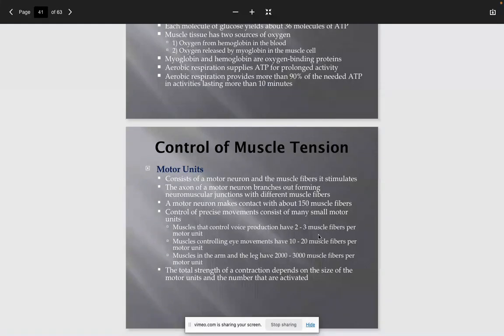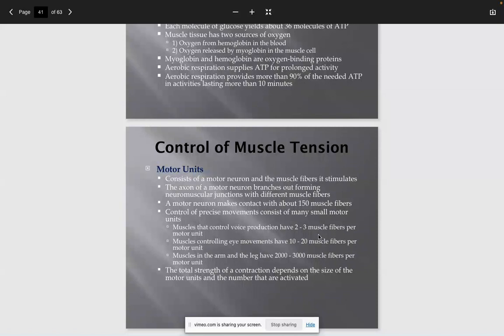Motor units we talked briefly about, but I said again that I probably wouldn't test you on these. I talked about what consists of a motor unit. A motor unit is just going to be the motor neuron and the muscle fiber it stimulates, right? This is all going to be a unit itself. So the axon of the motor neuron branches out, forming different neuromuscular junctions with different muscle fibers. This makes sense. Controlled precise movements consist of many small motor units.